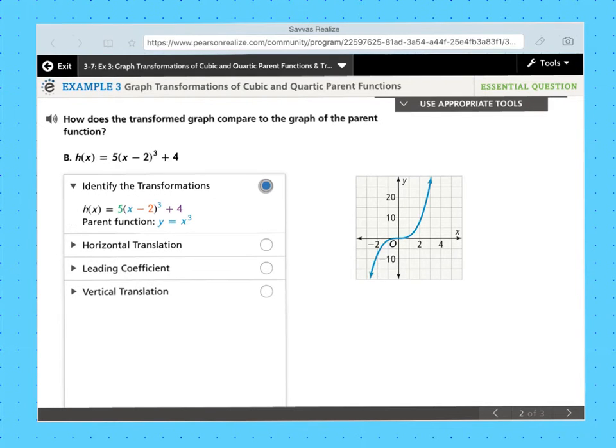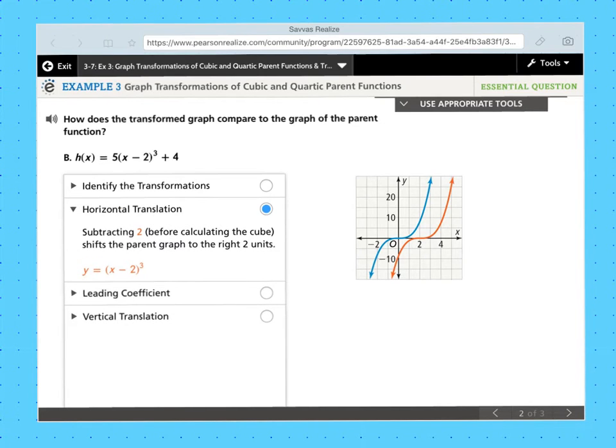So again, we identify the parent function as a cubed function, and therefore it follows y equals x cubed, right? So if you graph that first, then you do the horizontal translation. In this case, because it's minus 2, it's shifting to the right by 2 units. And so it becomes y equals x minus 2 cubed.